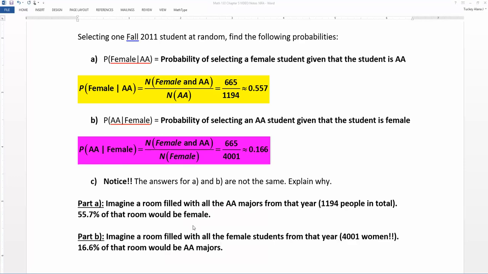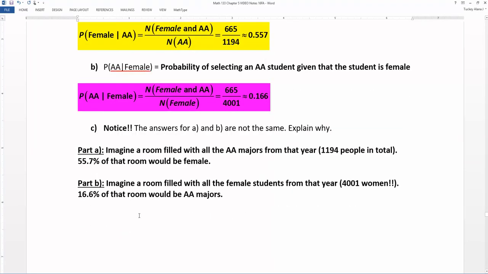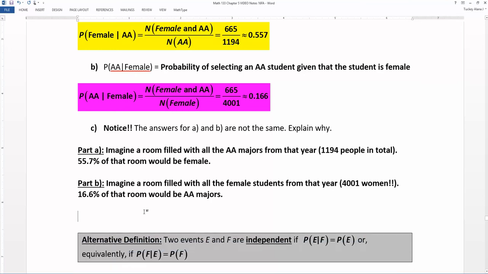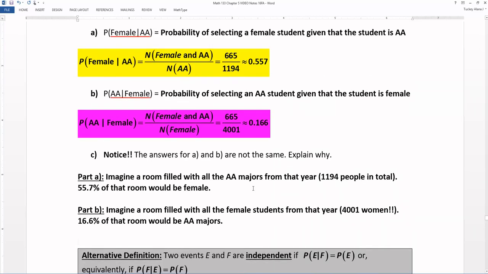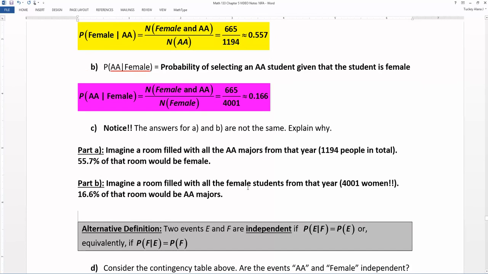So if we imagine a room filled with all the female students from that year, which is a huge number, 4,001 women. It'd have to be in the big theater at the college. But if you can imagine that big theater filled with women, nothing but the female students from that year. They're all wearing signs or wearing jackets for their major or something. 16.6% of them would be Associate in Arts majors.